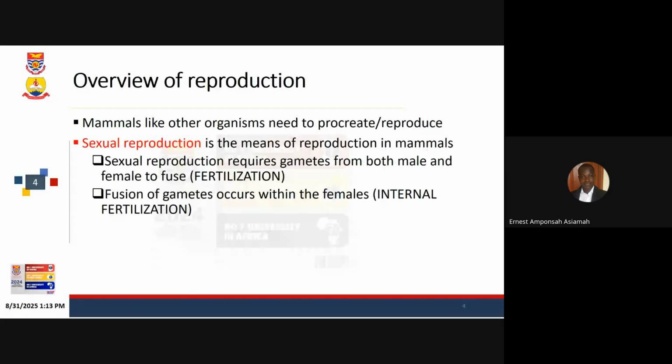Now, one thing about mammals is that fertilization occurs within the female, and hence we use the term internal fertilization. The fusion of the male and female gamete is quite different from, for example, some amphibians, where the female will go and lay eggs in the external environment, and the male will deposit sperm onto those female gametes. That is more of external fertilization.